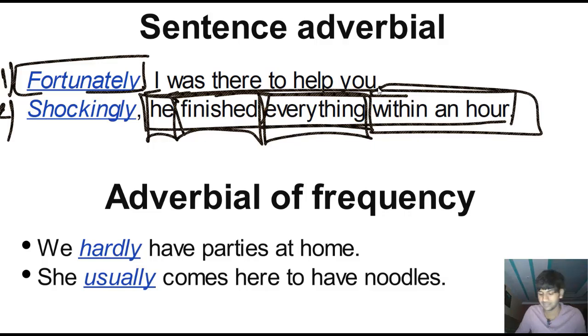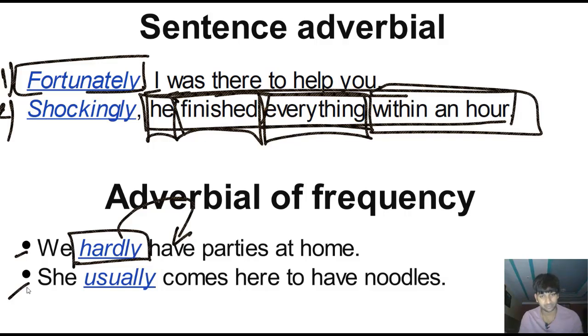Okay, sentence adverbial. Next, adverbial of frequency. These adverbials talk about the frequency of an action. All right. We hardly have parties at home. We have parties at home. We hardly, like rarely. It doesn't happen quite often, right? We hardly have parties at home, right? So it's giving information about the verb have. We throw parties at home. We hardly do this. All right. Talking about the frequency. She usually comes here to have noodles.